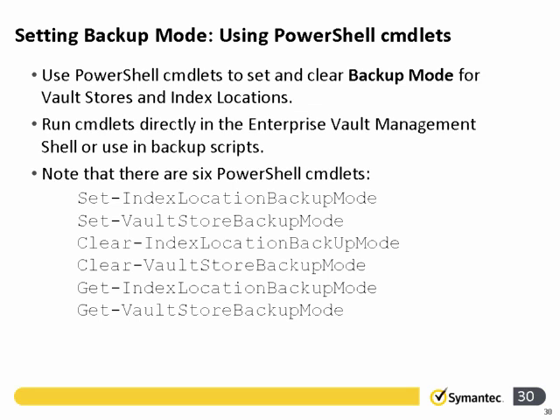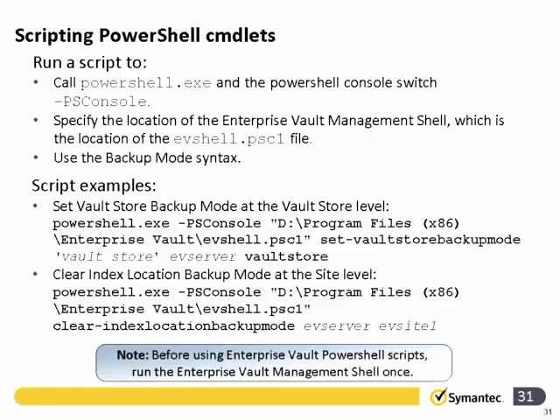If you're going to script this, because again, most of the time you're not going to want to sit there and do manual setting of the backup mode and then do manual backups, you're going to automate this as much as you can. You would want the capability to be able to script this in a BAT file. So to run a script, you make a call to the PowerShell.exe program, and that will open up a PowerShell console if you specify the PS console switch.